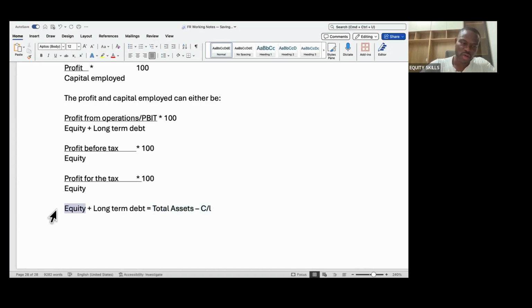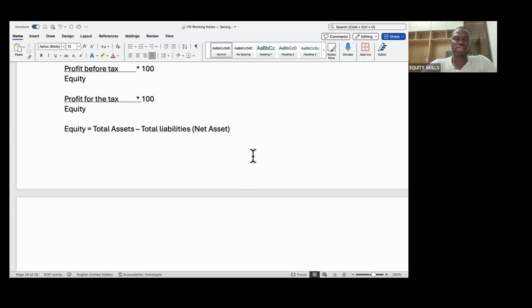If equity jumps to the other side, this plus becomes negative. So equity is similar to total assets minus total liabilities, which is synonymous with net assets. But it's easier to work with equity and long-term debt. You won't make mistakes like that. So that's your ROCE.